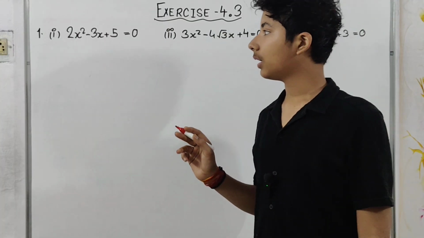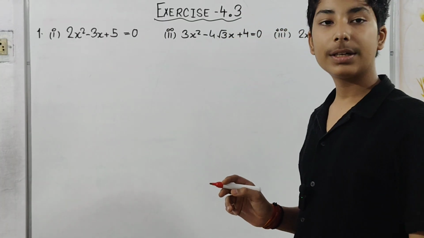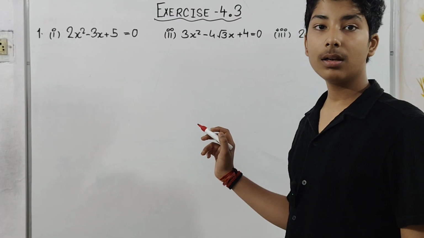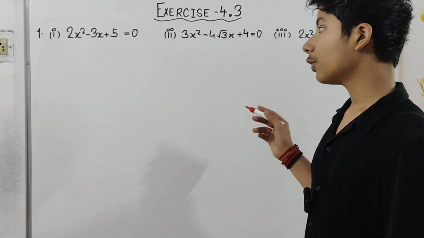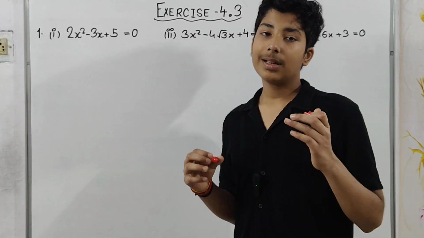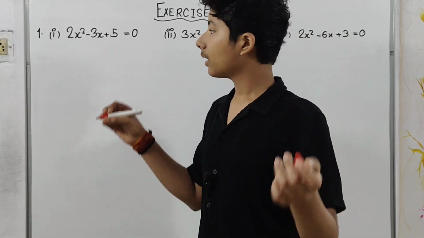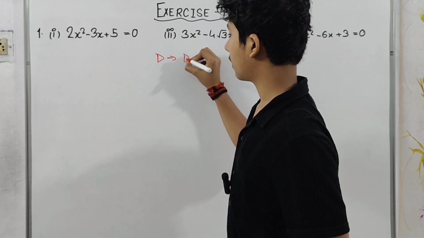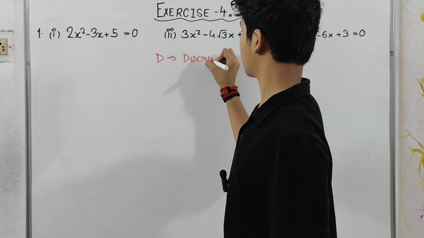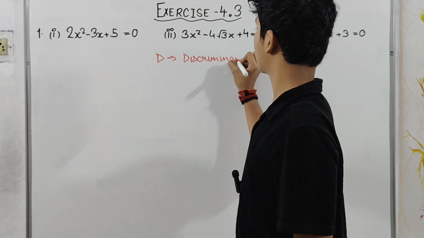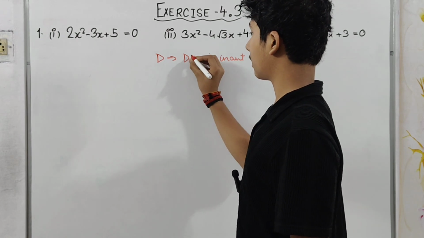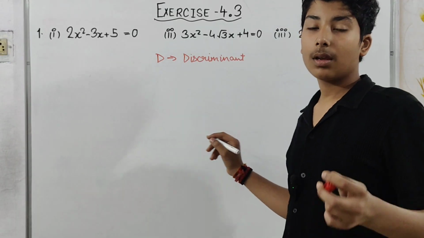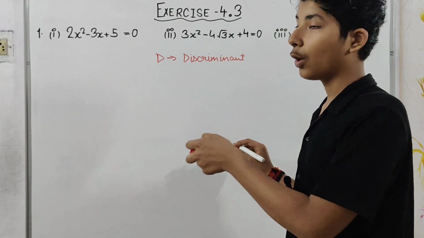Starting exercise 4.3. In our first question, we have to tell whether the roots are real or unreal. Basically there is a term called D, or the discriminant. This discriminant is used to find whether these equations can be solved or not.